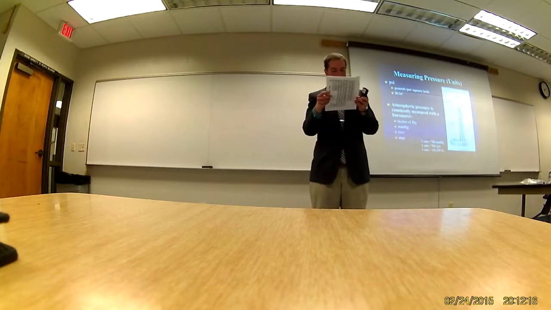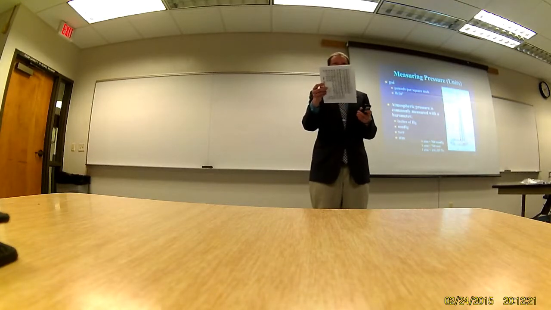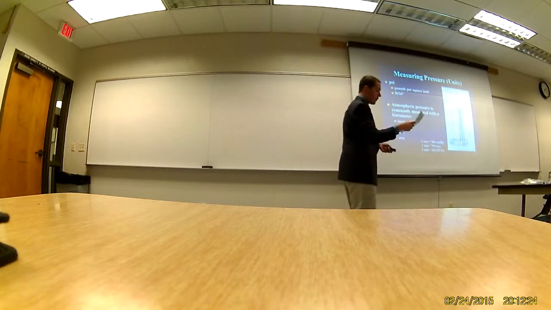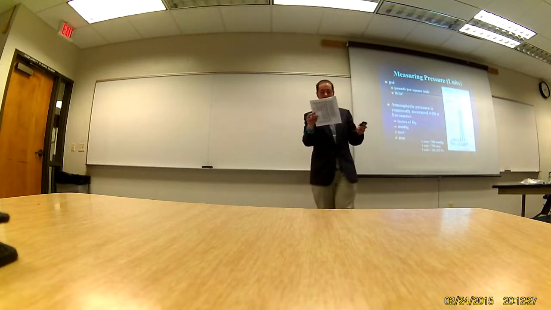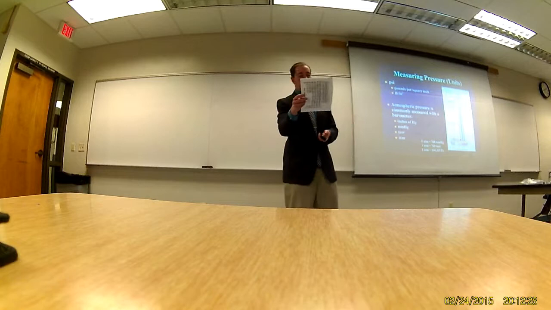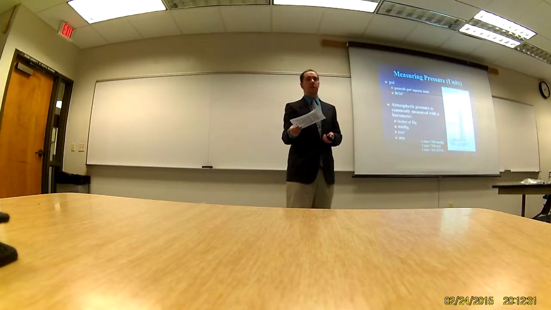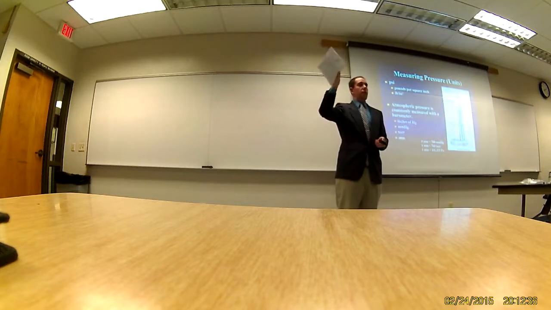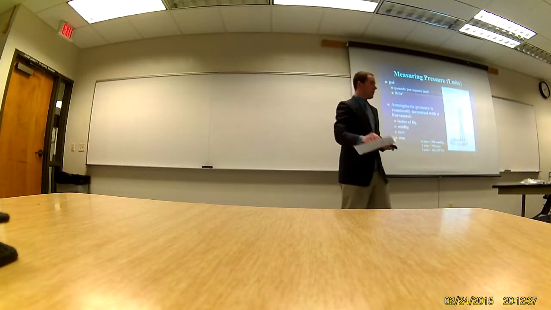On here, this gives us conversions. It says 1 atmosphere equals a number of kilopascals. 1 atmosphere equals 760 torr, equals 760 millimeters of mercury, and equals 14.7 pounds per square inch. So you don't need to memorize these conversions as long as you're comfortable using this.